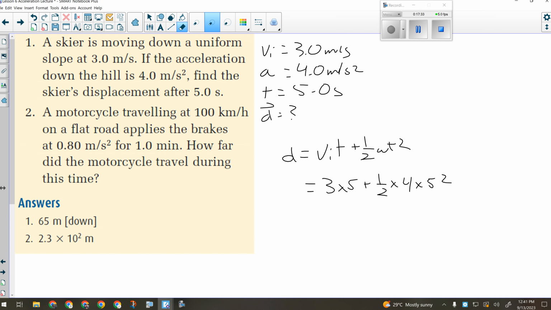Okay, so looking at 15 and 50, 65 meters downhill. I should really stop doing that. It's a really bad habit. 65, am I right?